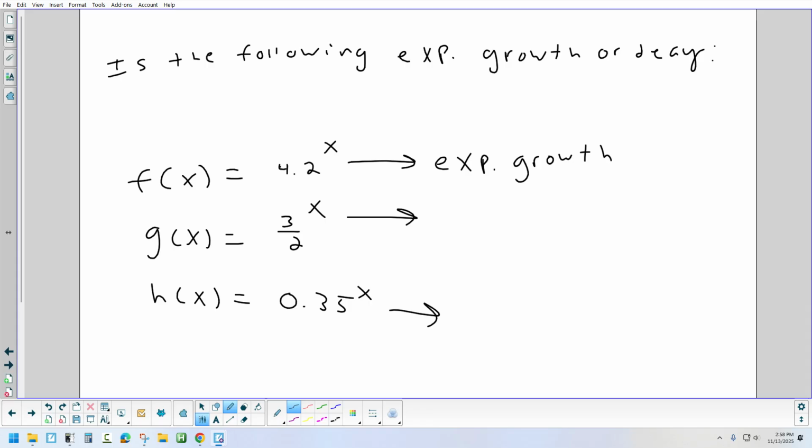How about g of x? 3/2 to the x. Yep. Growth. That's also growth. You'd have to think of it as a decimal, but it's 1.5. So that's growth. And how about h of x? That one would be, yeah. Decay. Yep, that's decay because the base is between 0 and 1. So any questions on identifying if a function represents exponential growth or exponential decay?